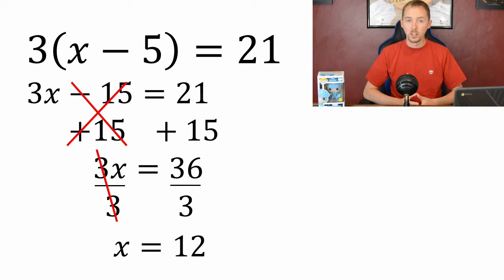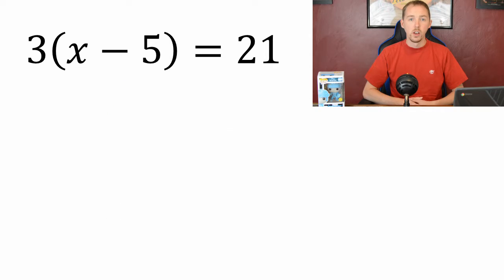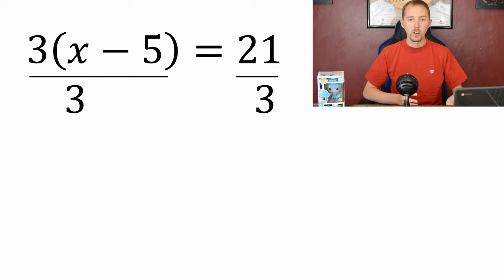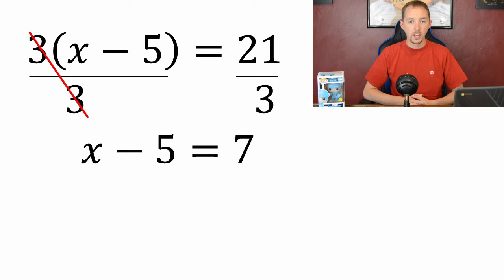Now that was just one way to solve that equation. If we start over and we look back at the original problem, if you remember, distribute actually means multiply. So instead of distributing, we can actually get rid of that 3 right away by doing the opposite of multiplying, which is dividing. So we're going to divide both sides by the number 3. So when we divide both sides by 3, the 3 in front of the parentheses will cancel, and that'll leave us with x minus 5.